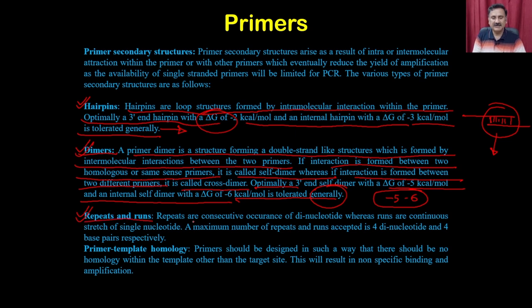Then you also have the repeats and runs. Repeats are consecutive occurrences of a dinucleotide, whereas runs are a continuous stretch of a single nucleotide. The maximum number of repeats and runs accepted is a dinucleotide and four base pairs respectively. And then you can also have primer template homology, so that is very, very important. It will actually lead to non-specific binding and amplification.